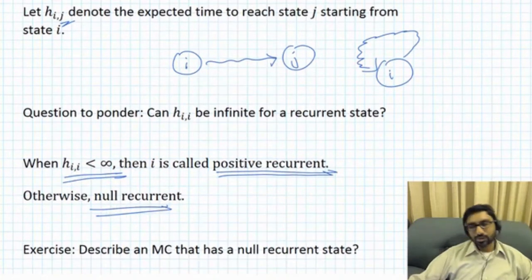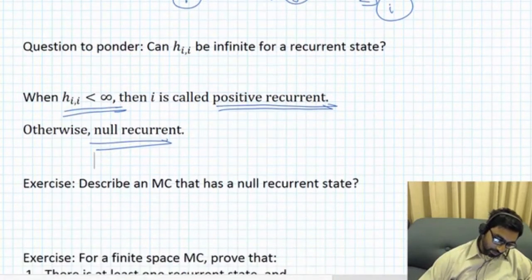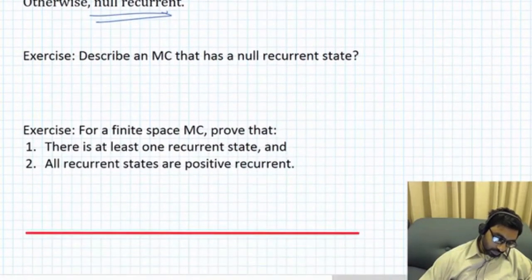So your task is to describe a Markov chain that has a null recurrent state. This might require you to think about it a little bit. Okay. And one more exercise.